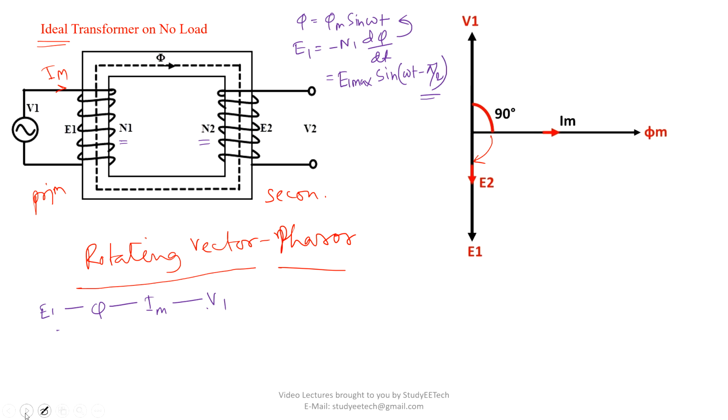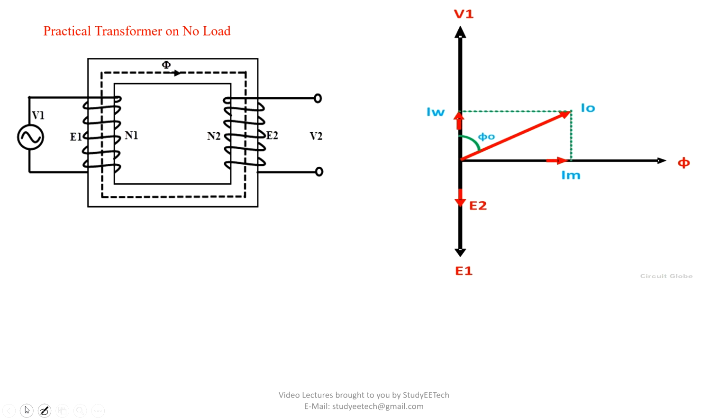Now we will move to the practical version of the ideal transformer. In the earlier case, the current drawn from the primary was equal to Im. Now there will be an extra current flowing along with Im. Look, the transformer phasor diagram remains the same, only we have taken IW, right?